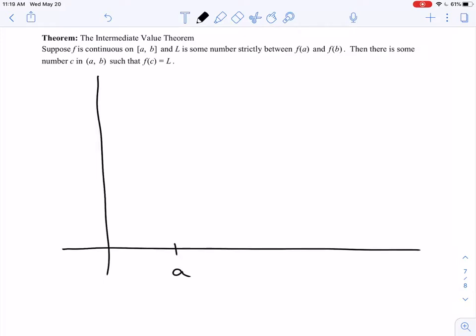So let's say here's a and here's b. And let's do our function in blue here. Let's say my function looks like this. Let's say here's what our function looks like on this interval a to b. The important part of this, and what all of this relies on, is that f is continuous on this interval a to b. And so here we know that L is some number between f of a and f of b, and that refers to just the y values of our function at a and b.